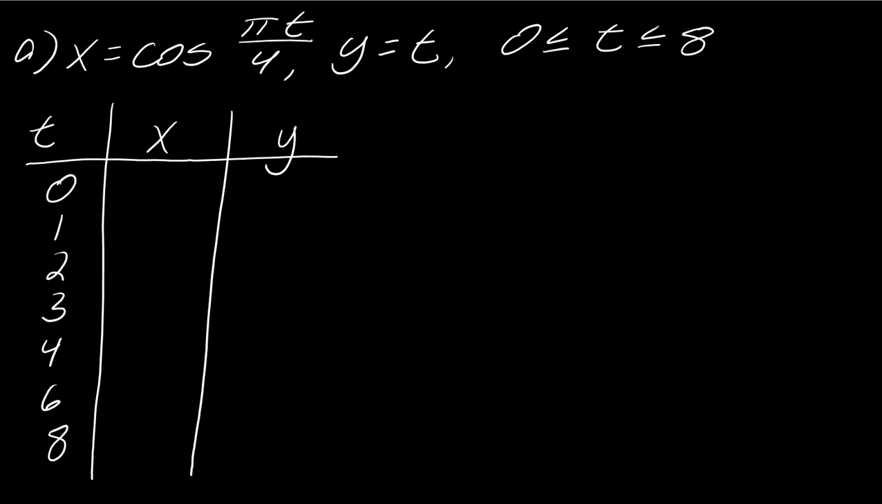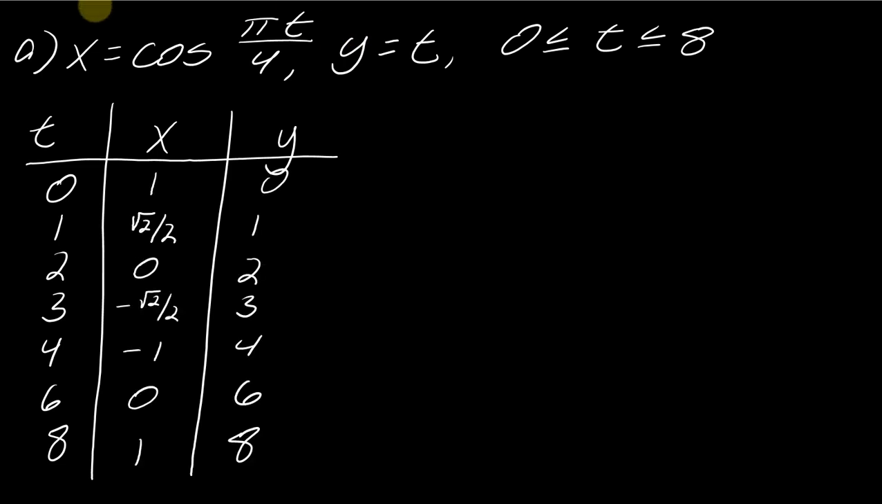So I've got my t's, and so then this really is just as straightforward as just plugging them into each individual formula. So if I plug in each one of these t's, I get the values that you see here. So for instance, when t is 0, I'll have cosine of 0 is 1, and my y is equal to 0. When t is 1, this becomes cosine of pi over 4, so that's square root of 2 over 2, and this will be 1. And so on and so forth, right? So you can just go through and compute a handful of these.